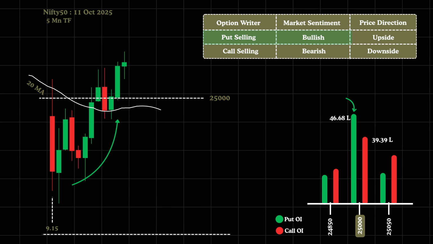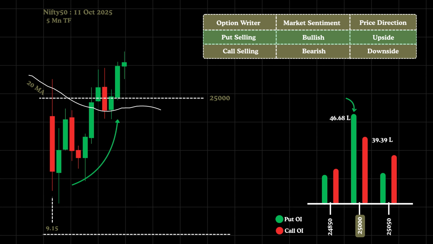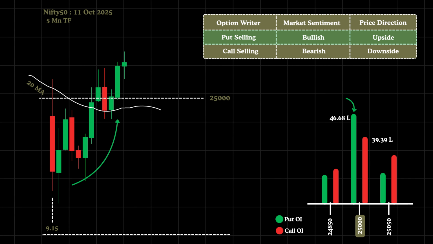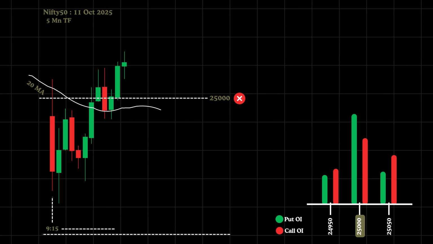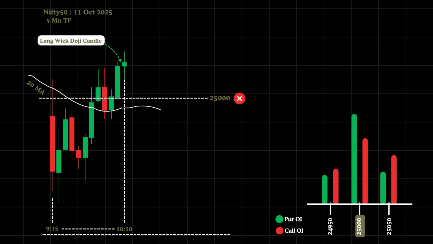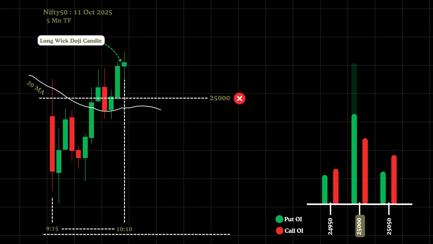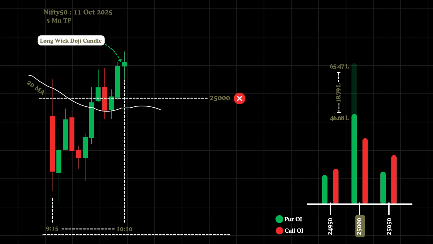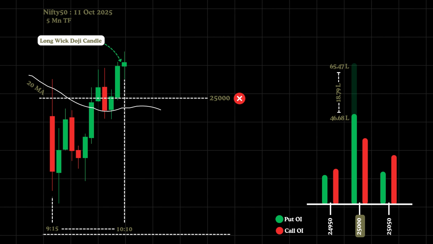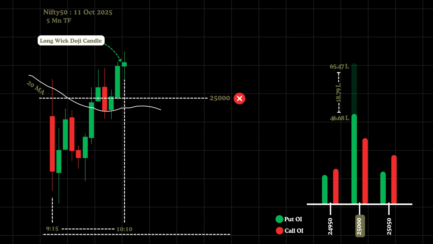Now, as more put writers were present, the price tries to move above the 25,000 level due to stronger positive sentiment in the market. However, near 10:10, when the market breaks out and forms a long wick doji candle on the chart, if you check the change in open interest data, 89,000 new contracts have been added to the put side's open interest, taking the total open interest on the put side to over 6.5 million.